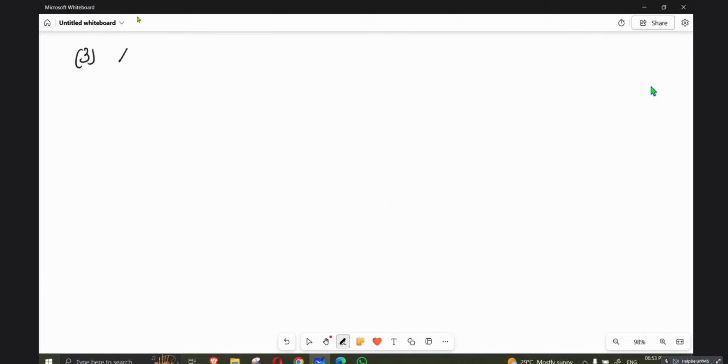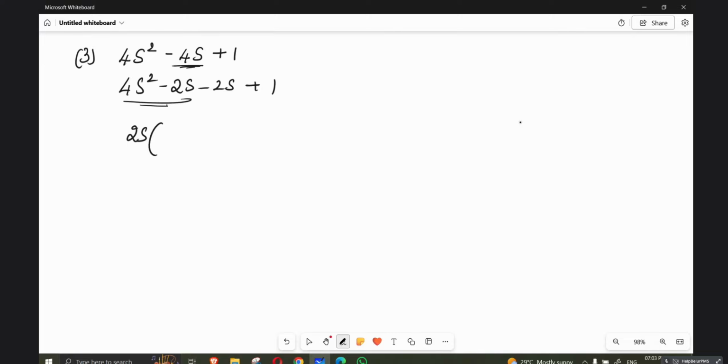Next one, try this: 4s square minus 4s plus 1. So what will you get? 4s square. I can split minus 4s as minus 2s minus 2s, plus 1. Here I will take 2s common. If anyone has doubt, you can first start like this by 2. So what is remaining? 2s. So write that 2s. Then minus 2s by 2s is minus 1. So you will get minus 1.